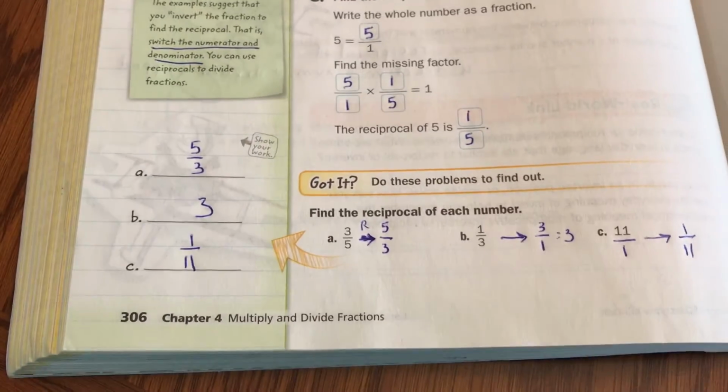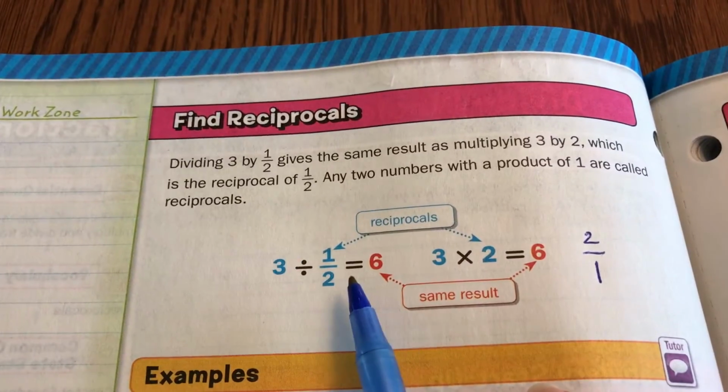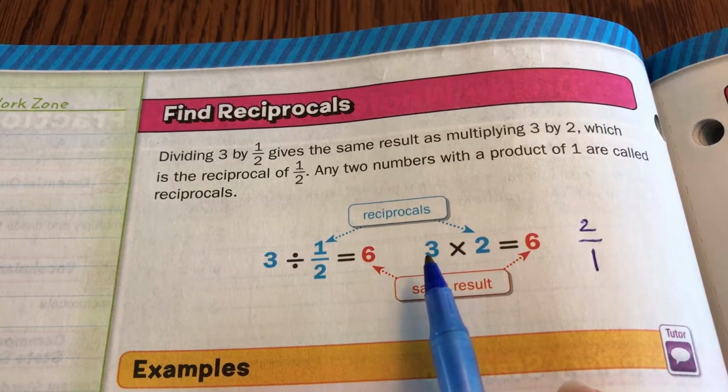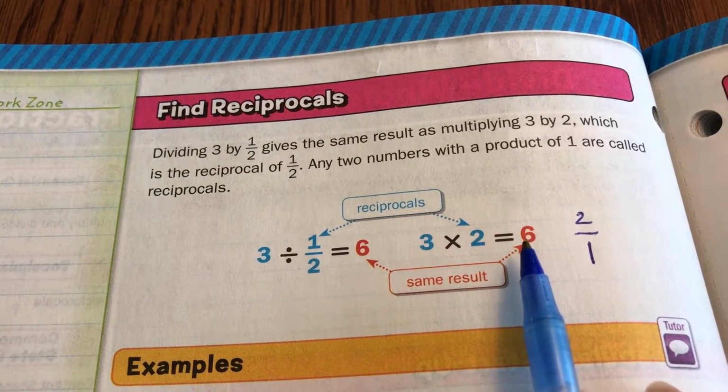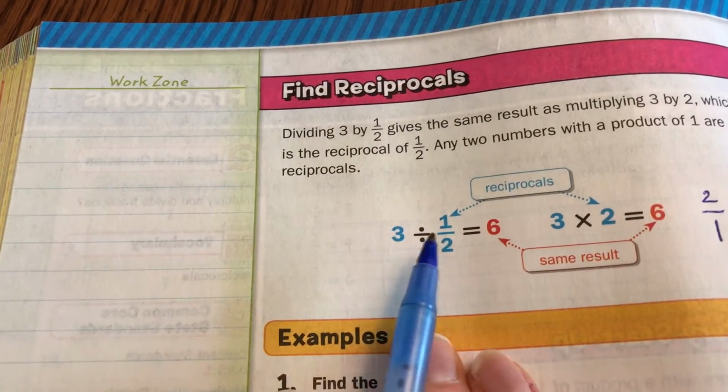Okay, see what I mean by that super fast? So now this is telling us 3 divided by 1/2 is 6. 3 times 2 is 6. So let's talk about what 3 divided by 1/2 even means.